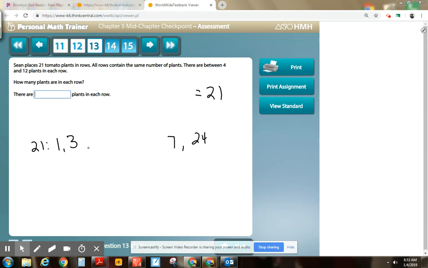Could he do 4? No. 4 times, well, nothing equals 21. Could he do 5? No. Could he do 6? No. Could he do 7? No. So there are blank plants in each row. Well, there would be 7 plants in each row, and 7 is between 4 and 12. So, yeah, you got it. All right, let's go on to question 14.